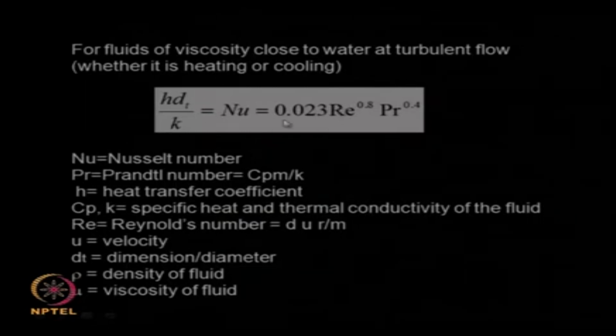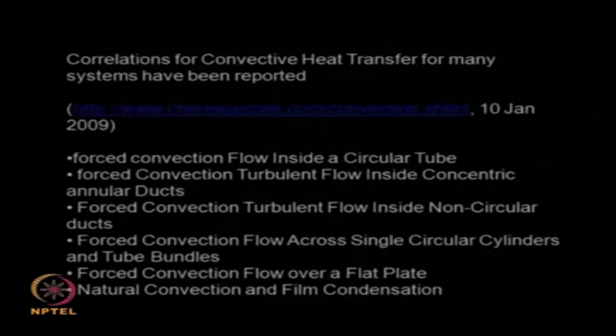So there are many correlations available in literature which give you an idea about the heat transfer coefficient depending upon the physical properties of the fluid. Prandtl number gives you an idea about the physical properties of the fluid, and Reynolds number gives you an idea about the velocity. So based on those you can calculate the heat transfer coefficient. So using these correlations, if you are using it in your system, we can calculate the heat transfer coefficient.